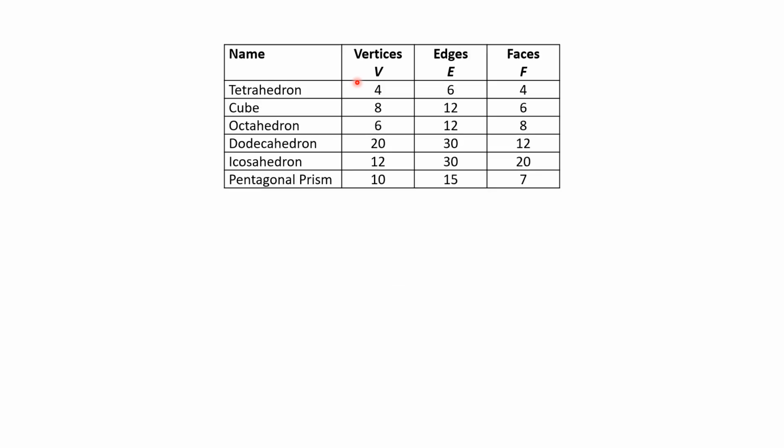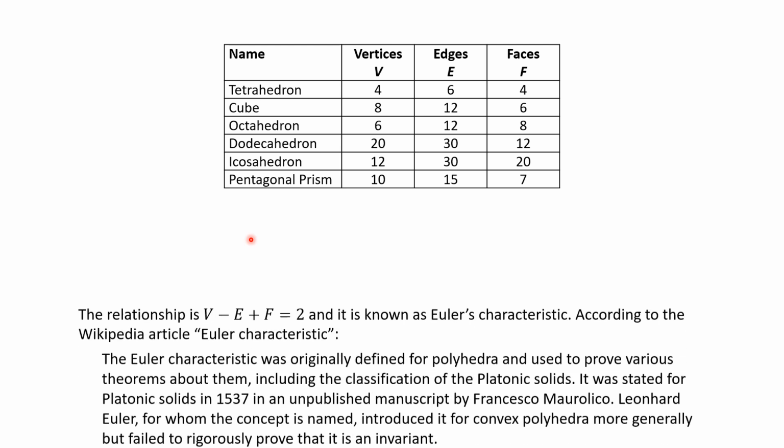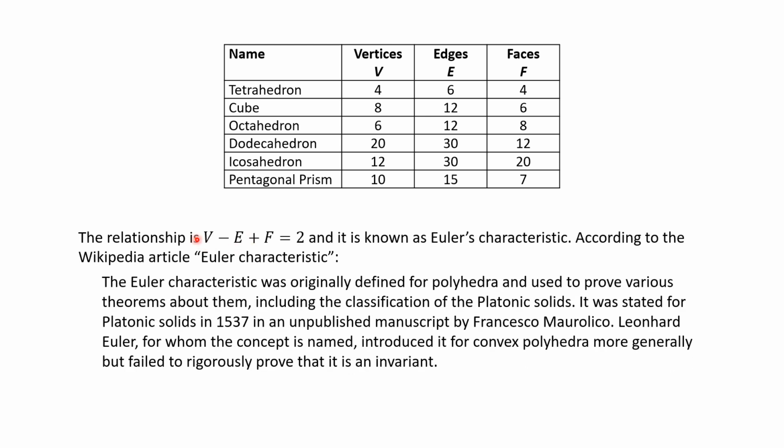At the end of the last lesson, I left you with this problem of finding the relationship between V, E, and F for these 6 polyhedra, and I noted that the equation will hold in general for convex polyhedra. Hopefully you got the answer, but if you didn't, here it is. It's V minus E plus F equals 2.